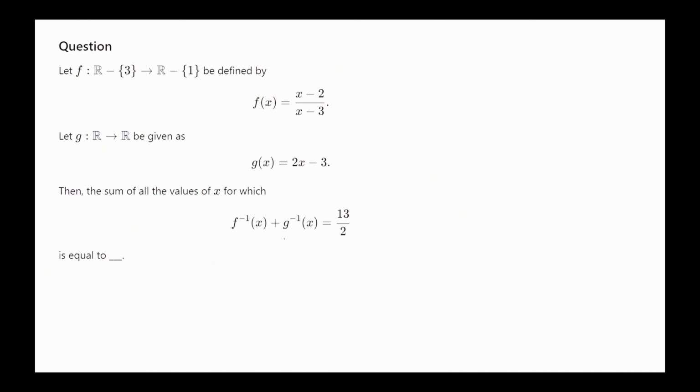Now what have they told us in this question? That the sum of these two inverse functions is 13 by 2. Then we need to find out what are the possible values of x.